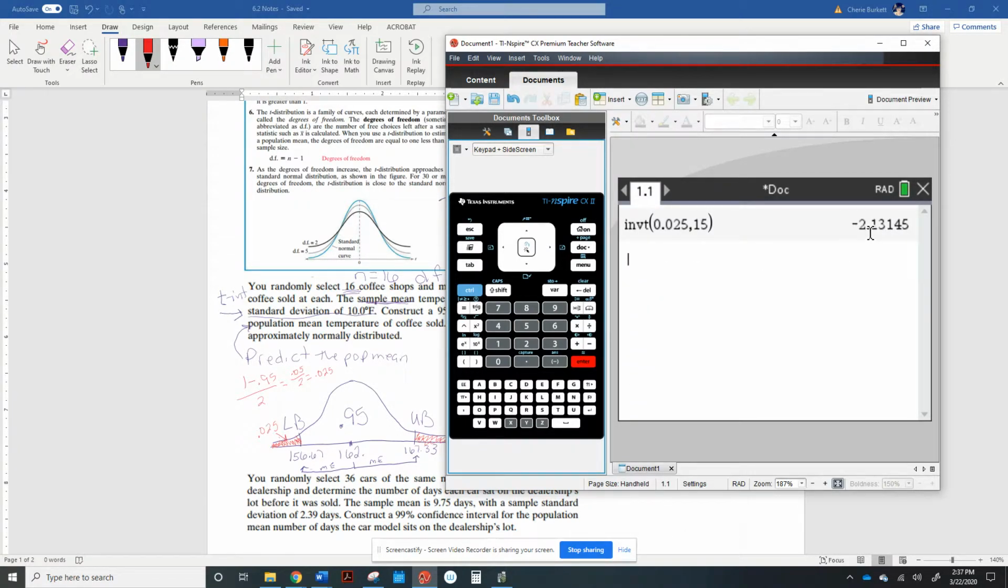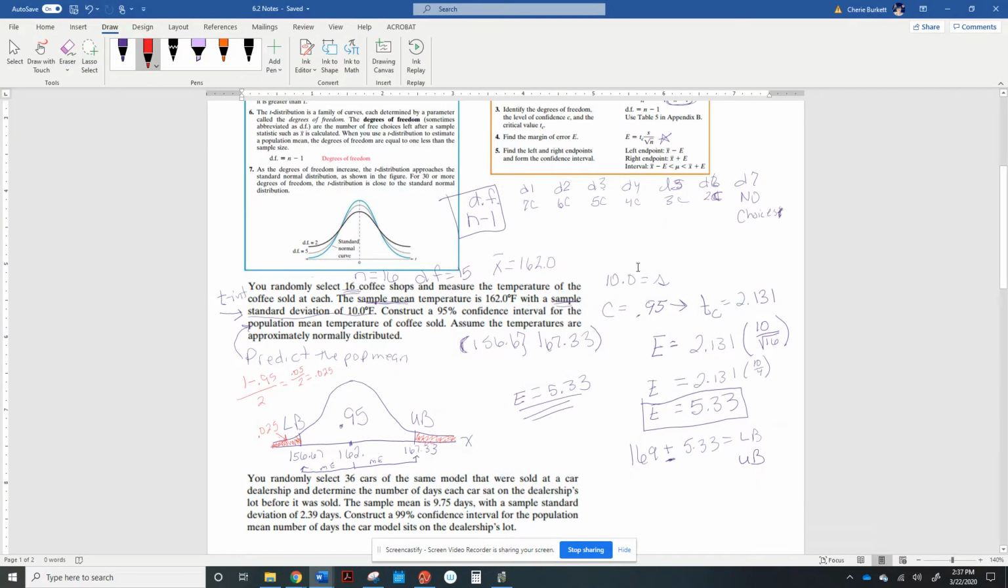And it gives you the negative 2.131, which is exactly what we got when we did it by using the table, 2.131. Remember, it gave us the negative 2.131. This is the positive 2.131. And if you're going to be using it in this formula right here, then be sure you use the positive value. So there's how the calculator will find that.